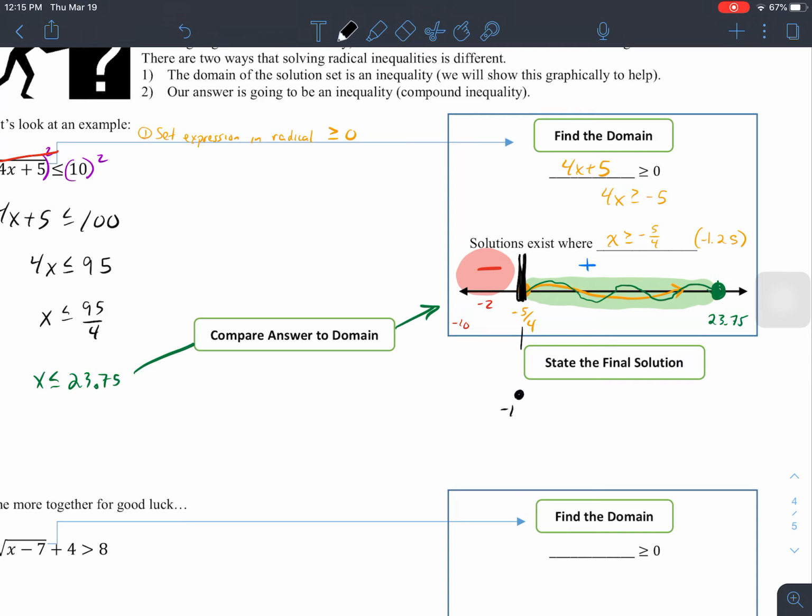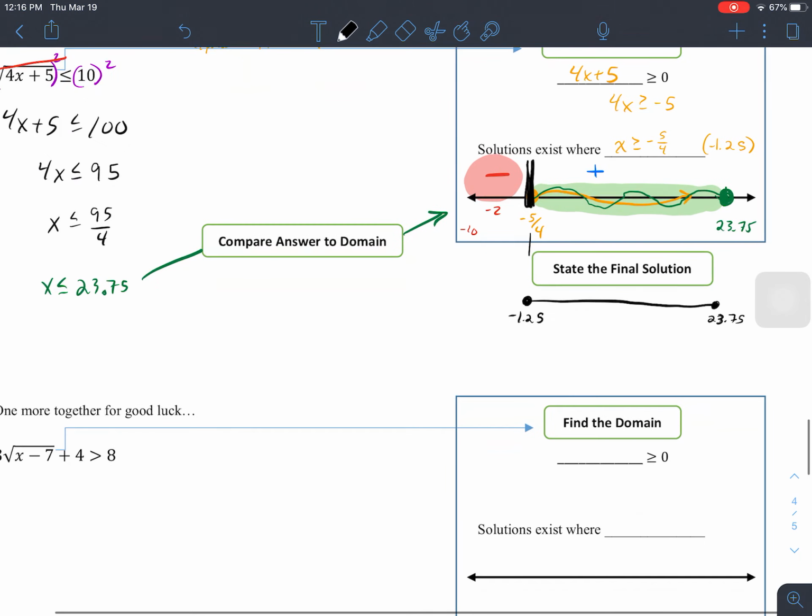So I'll just show the graph down here. It's between negative 1.25, negative 5/4 was a solid circle, and 23.75 was a solid circle. And we have to write that as an answer. That's the visual answer as the inequality on the graph.